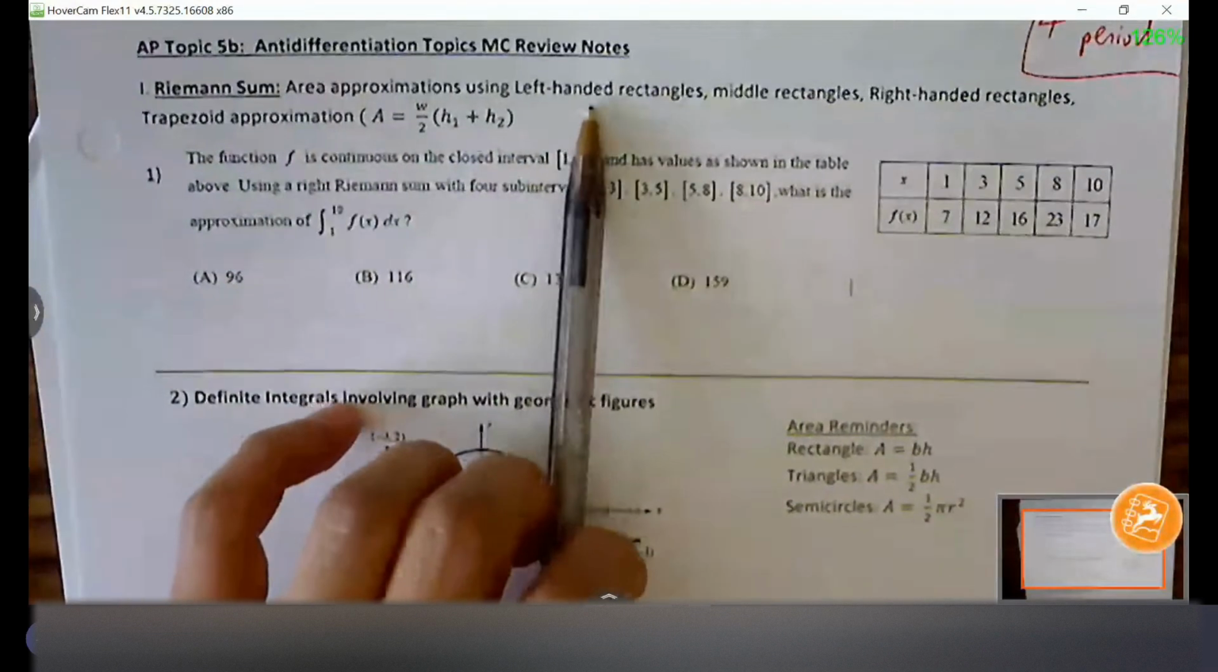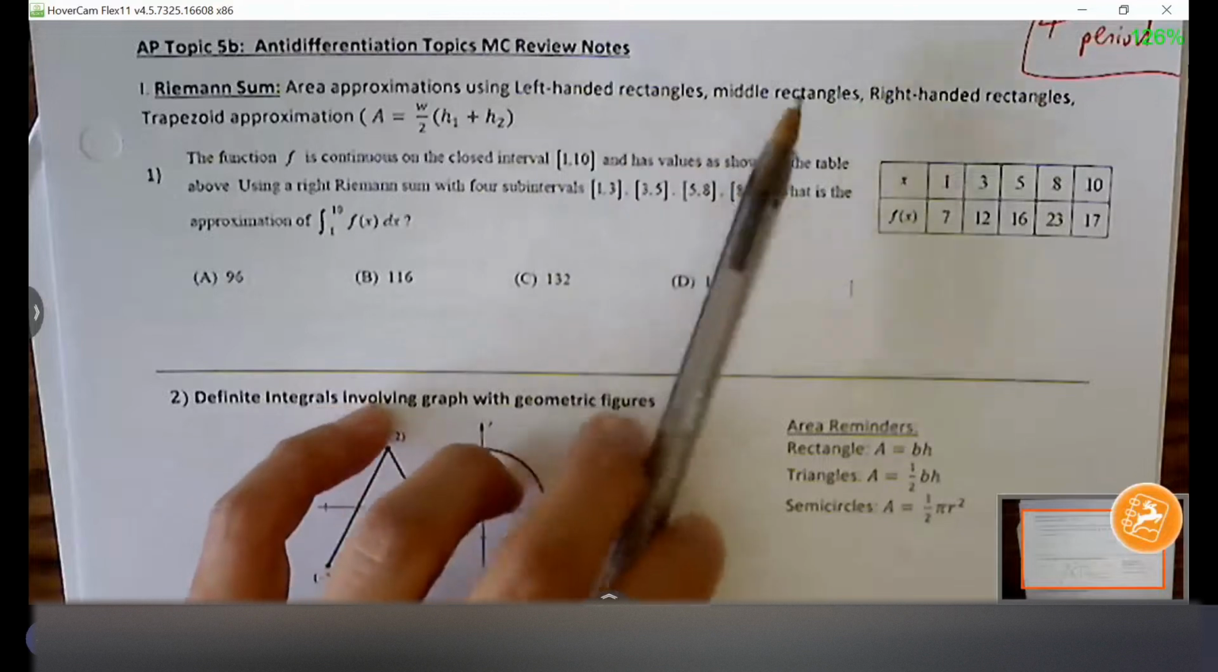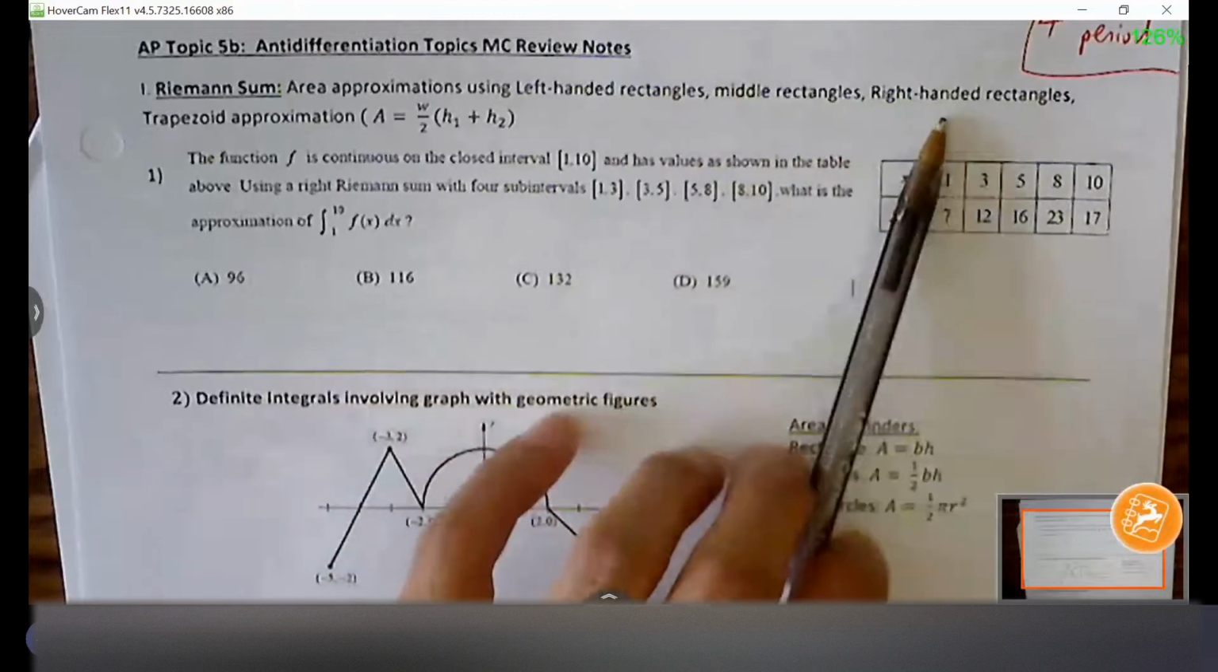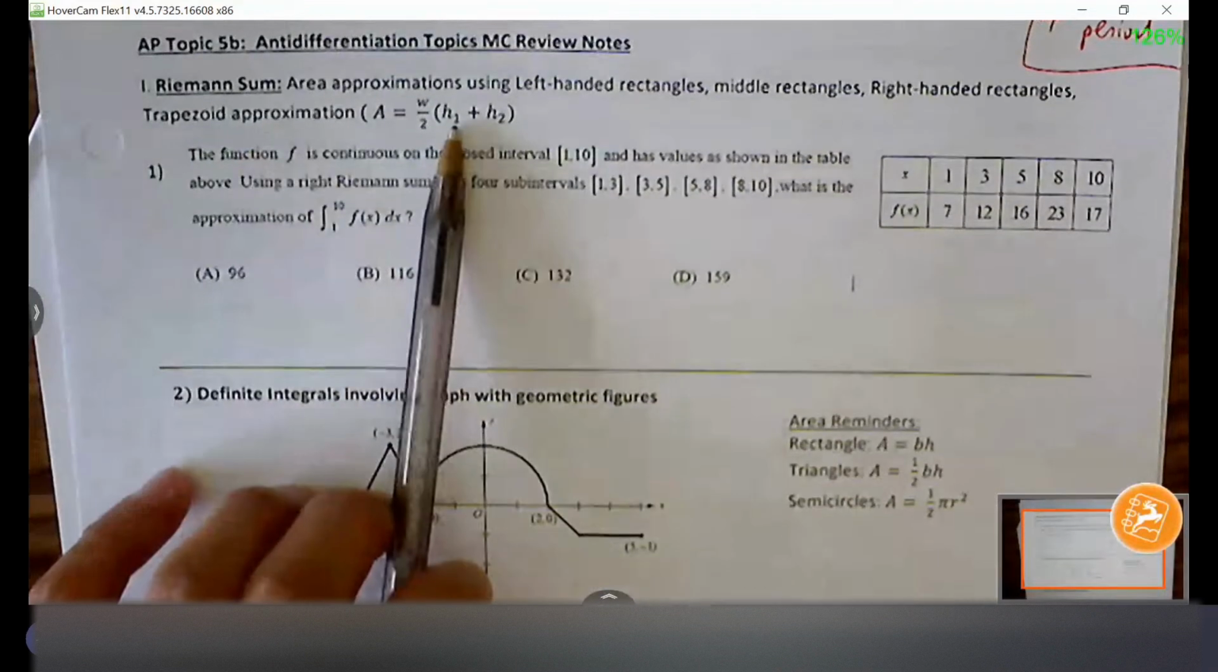So being able to apply the appropriate approximation method to find the area of a region, to approximate the area of a region. With Riemann sums, we did left-handed rectangles. We practiced using middle rectangles. We practiced approximating using right-handed rectangles, and then also trapezoid approximation.